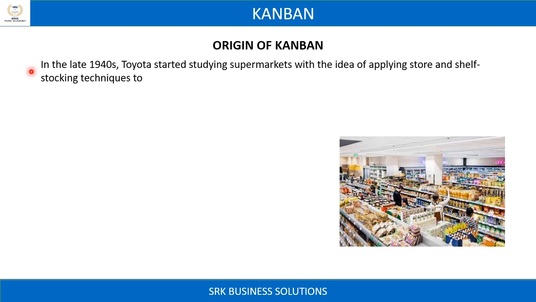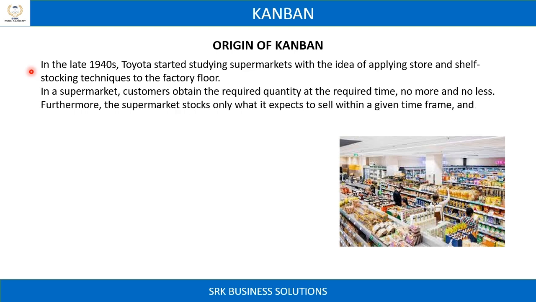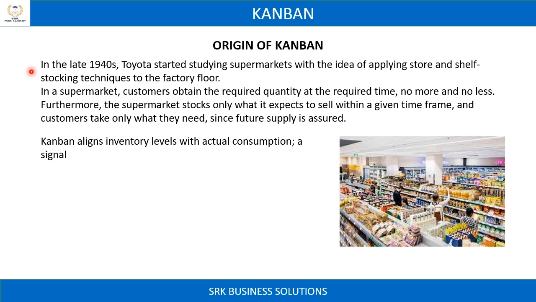In the late 1940s, Toyota started studying supermarkets with the idea of applying store and shelf stocking techniques to the factory floor. In a supermarket, customers obtain the required quantity at the required time, no more and no less. Furthermore, the supermarket stocks only what it expects to sell within a given time frame, and customers take only what they need, since future supply is assured.